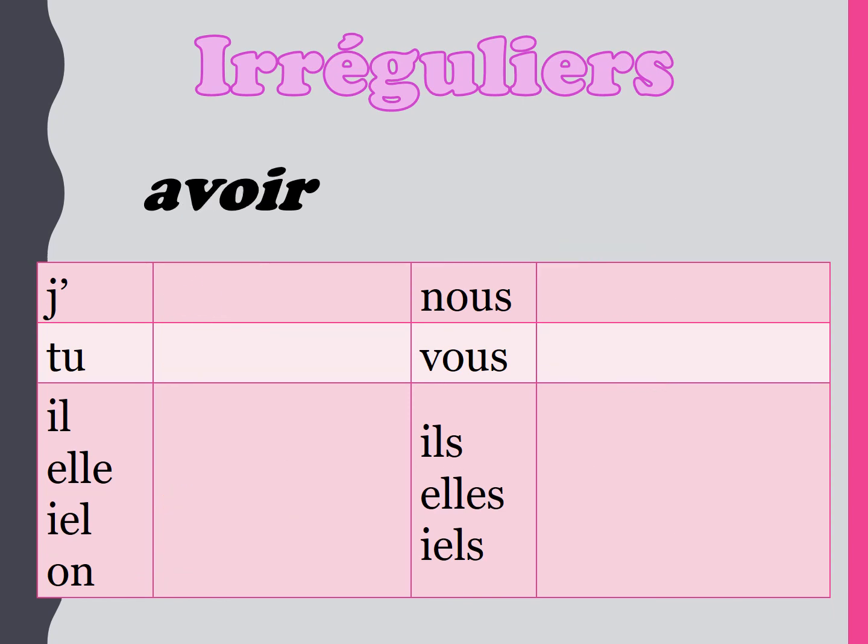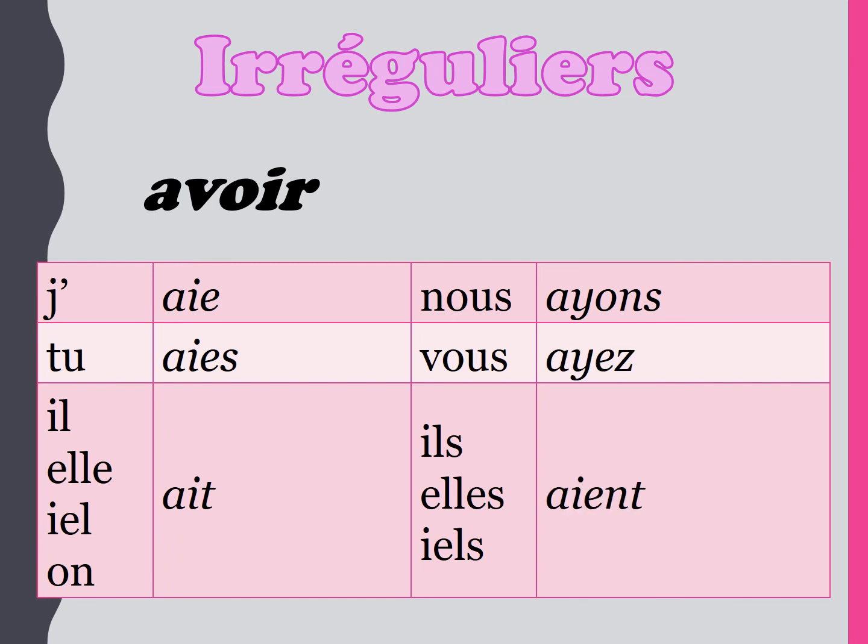Avoir. J'aie, tu aies, il, elle, on ait, nous ayons, vous ayez, ils, elles aient. So again, this is pronounced like eh in ayons. Ayons. For the nous and vous forms. Ayons, ayez.